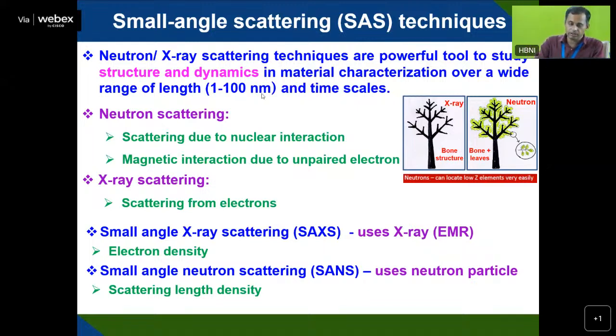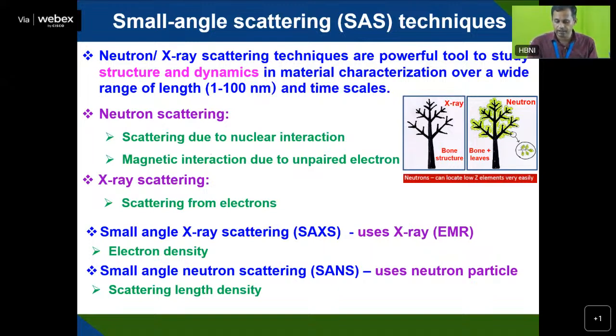You can see that neutron scattering is mainly from nuclear interaction as well as magnetic interaction, because of the presence of unpaired electrons. But in case of X-ray scattering, it is mainly from electrons. You can see this image.